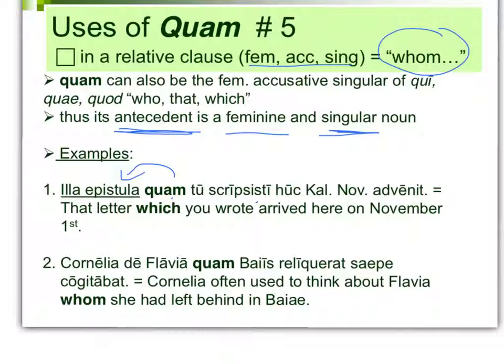Okay. Number 2, Cornelia de Flavia quam Baiis reliquerat saepe cogitabat. Cornelia often used to think about Flavia, whom, referring back to Flavia, she, Cornelia, had left behind in Baiae, that nice little resort.